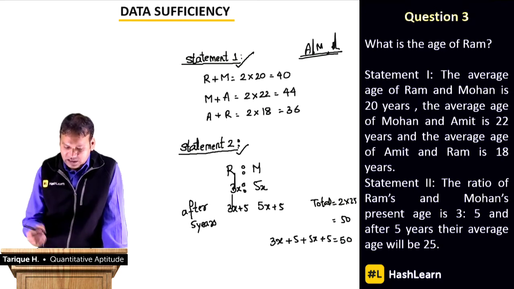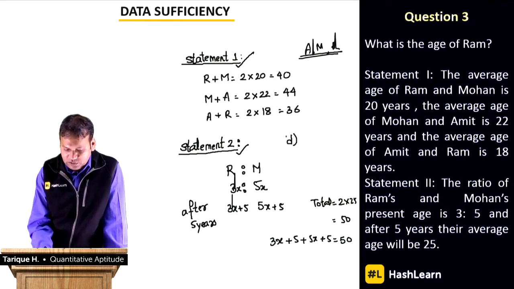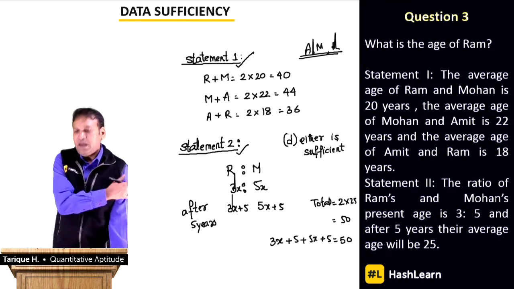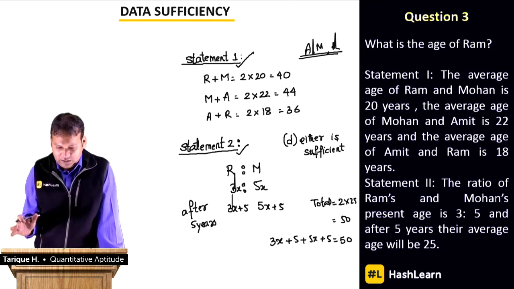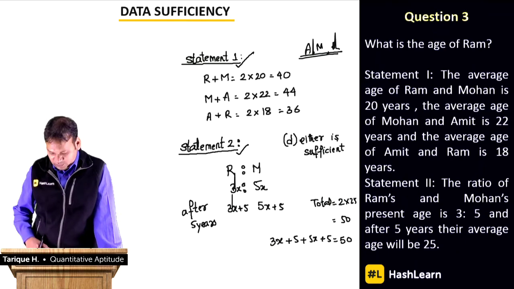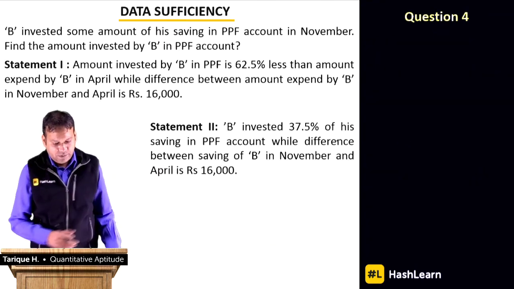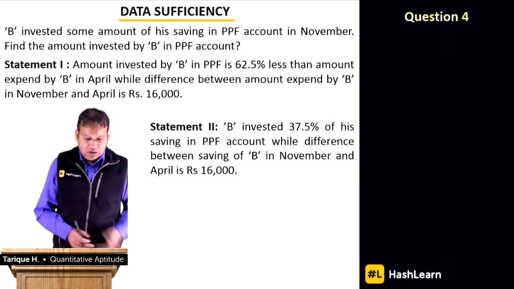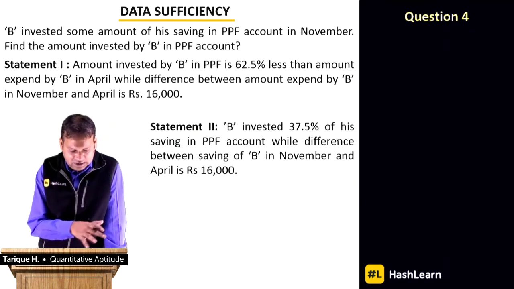So what will be the answer then? The answer would be D, that is either statement is sufficient. We can solve the question from statement 1 alone, and we can solve from statement 2 alone. So either is sufficient. That is your answer for question number 3. So here we have seen the third question. Let's move on to the fourth question now and see what this question is about. Okay, so this is from one of the latest papers.